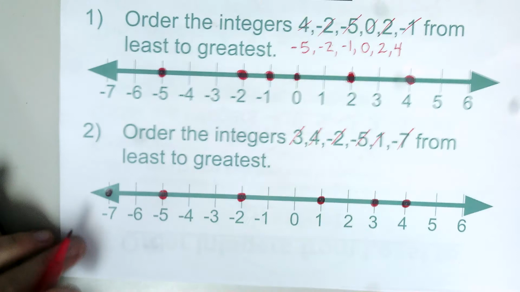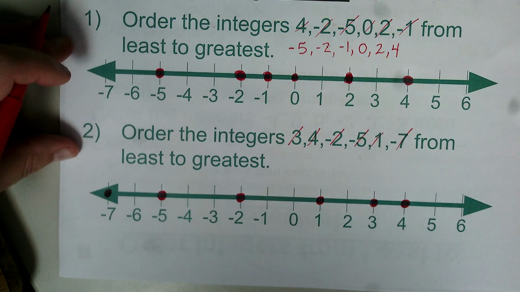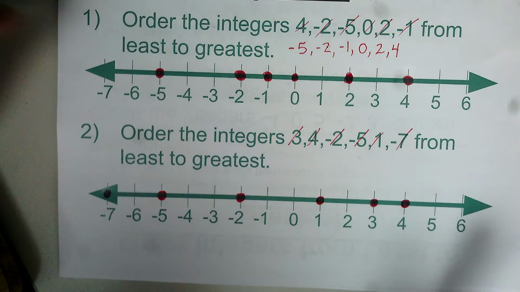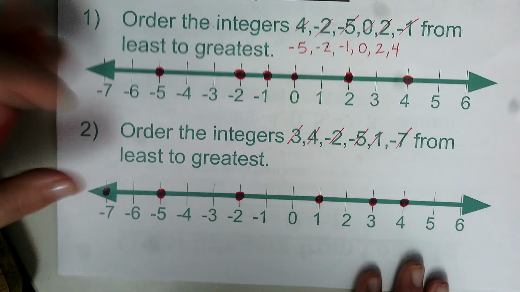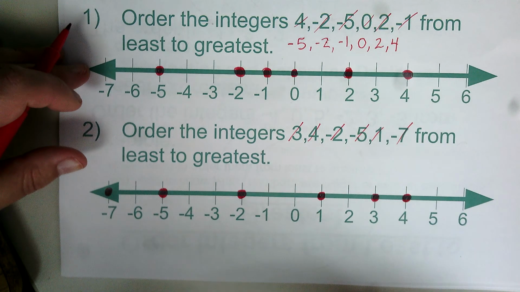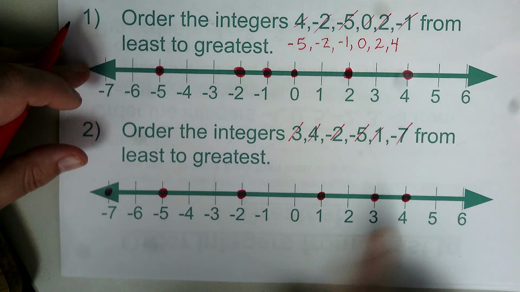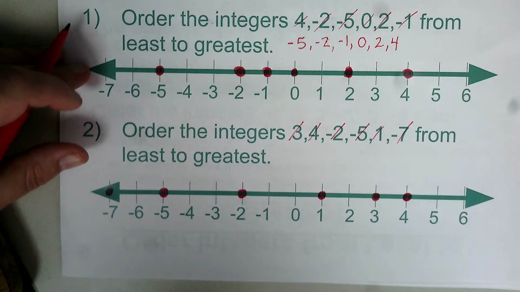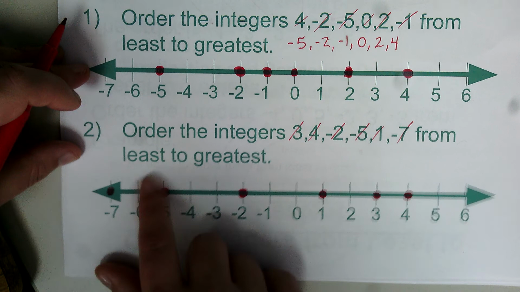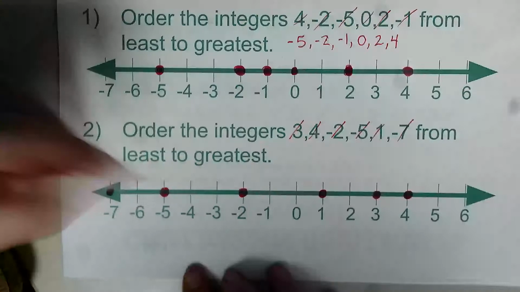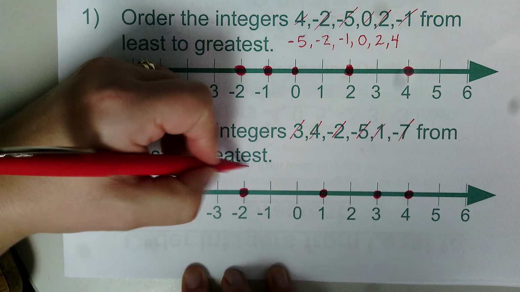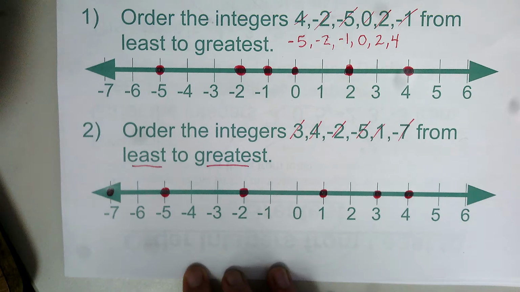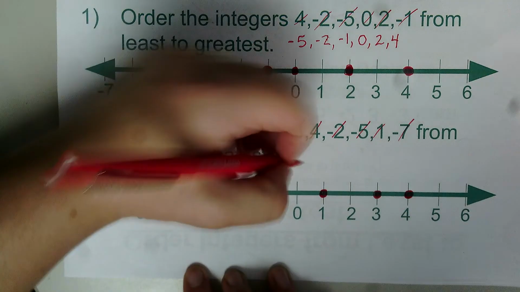Okay. Now I want to order these numbers from least to greatest. Now, I will say if we were going from greatest to least, obviously we would start at the 4 and go backwards, because 4 is greater than 3, which is greater than 1, which is greater than -2, which is greater than -5, which is greater than -7. But we want from least to greatest. So always make sure you read this part, because sometimes the question will ask you greatest to least, but this says least to greatest. So we're going to start at -7.